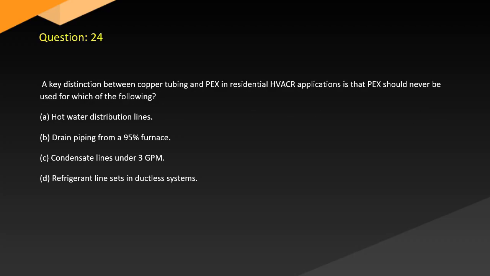Question 24. A key distinction between copper tubing and PEX in residential HVACR applications is that PEX should never be used for which of the following? A. Hot water distribution lines. B. Drain piping from a 95% furnace. C. Condensate lines under 3 GPM. D. Refrigerant line sets in ductless systems.